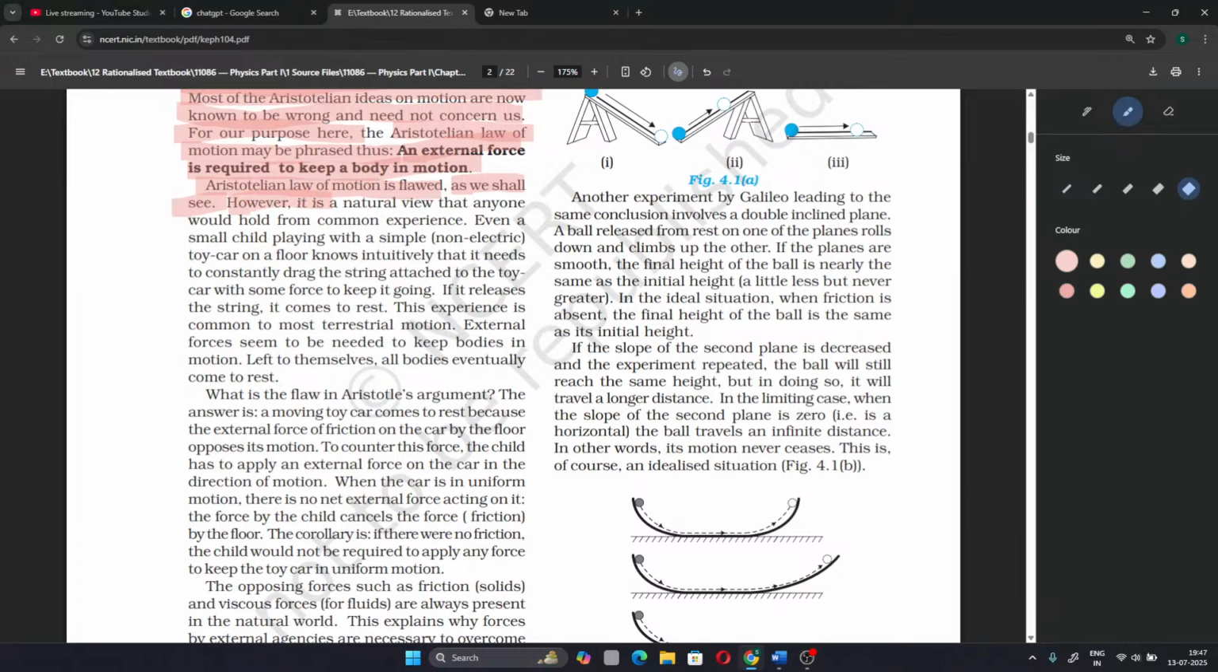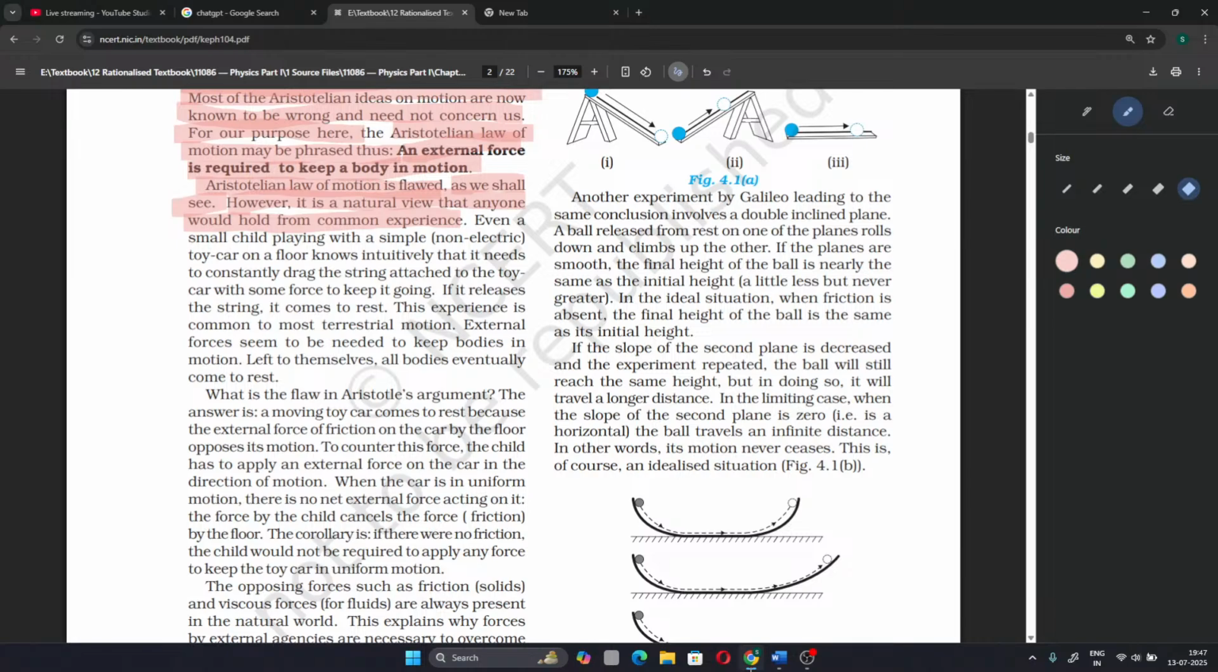However, it is a natural view that anyone would hold from common experience. Basically, everyone who hasn't read the 11th standard physics textbook will generally think that this is the case: an external force is required to keep a body in motion.